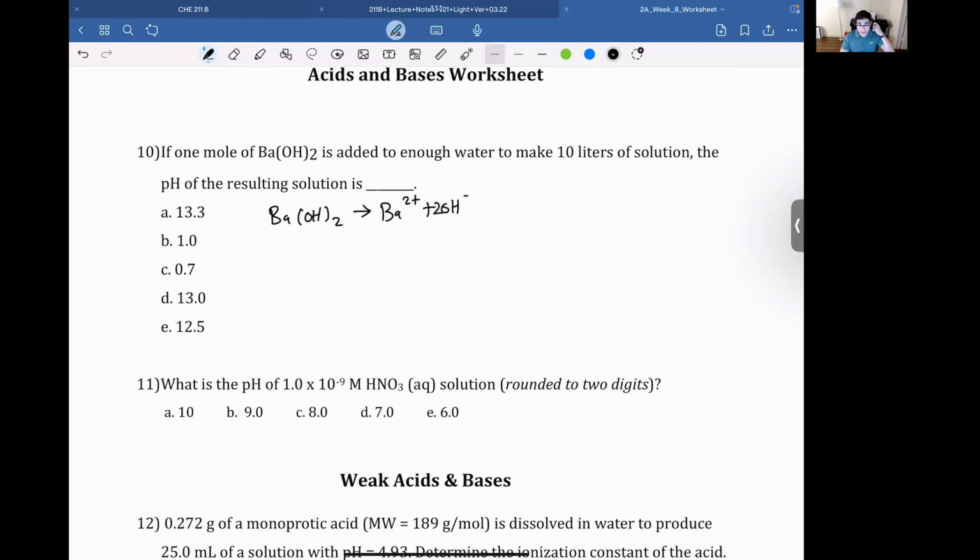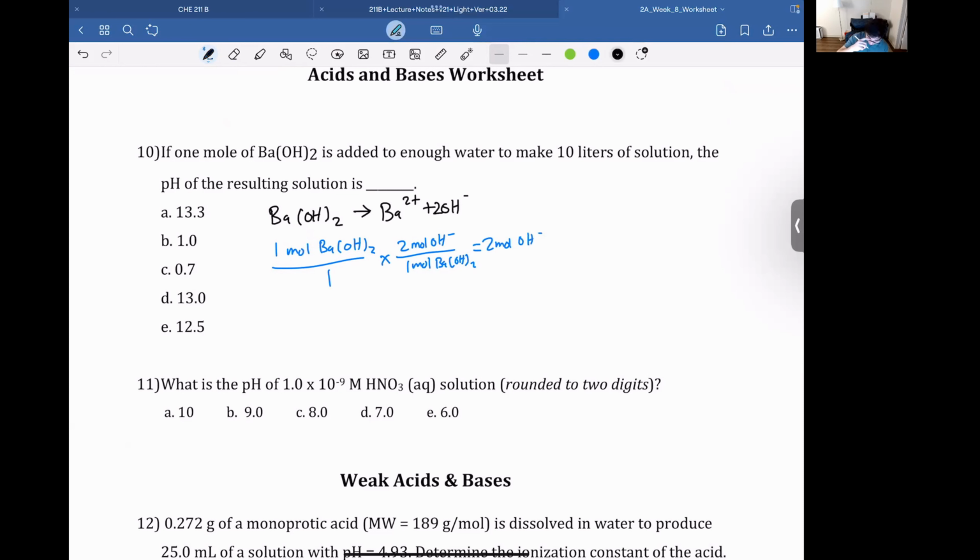Okay. And then that means we have 2 moles of OH, right? You could write out the whole equation. I mean, you could say I have 1 mole of BaOH2, if you want to do all the math, right? You have 2 moles of OH minus for every 1 mole of BaOH2. You get 2 moles of OH minus, right?